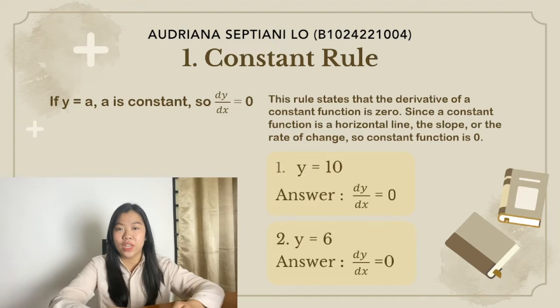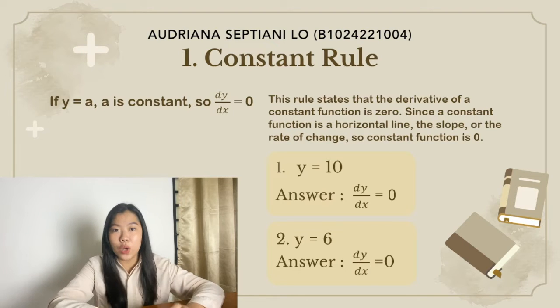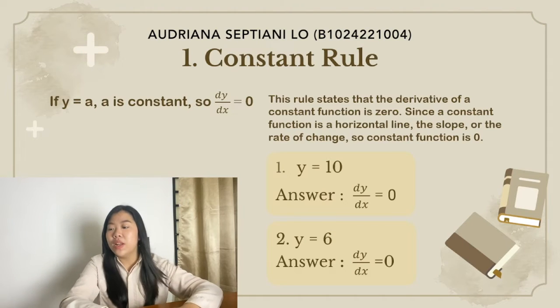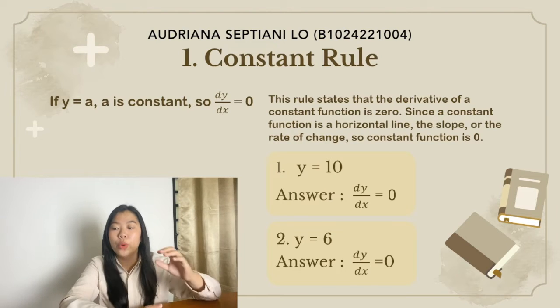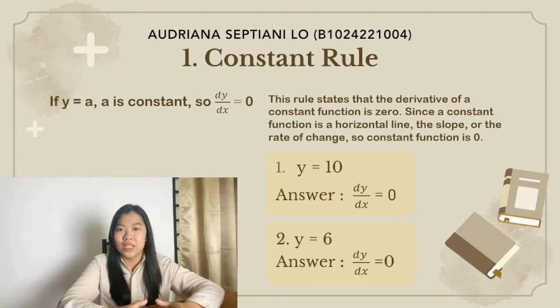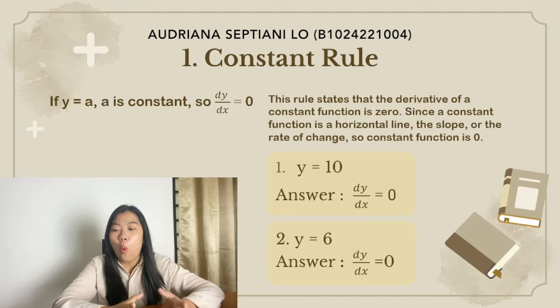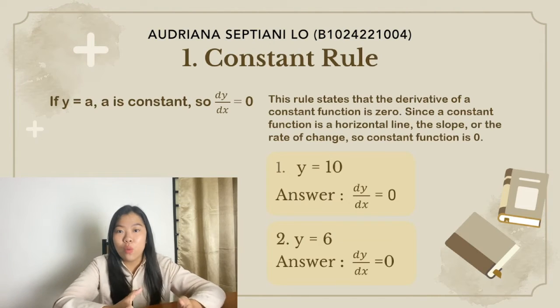The example question, first, y equals 10. So the answer is dy/dx equals 0. If a is constant, the answer is automatically 0. The second example question, y equals 6. So the answer is dy/dx equals 0.